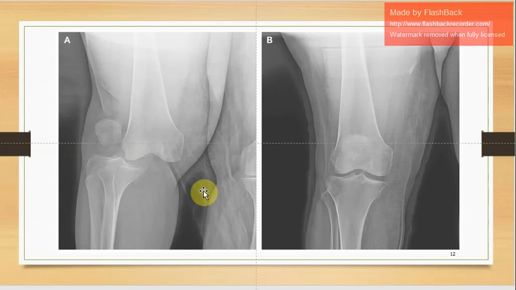This is again an X-ray where you can see the tibia, fibula, and the patella is dislocated from its place laterally, away from the body, and the femur here you can see. So this is the normal one, and this is the dislocated knee.